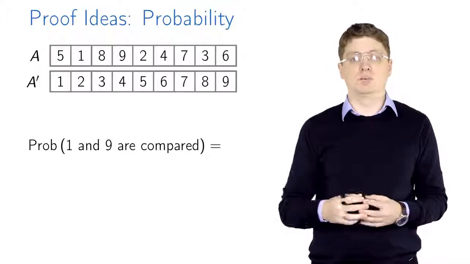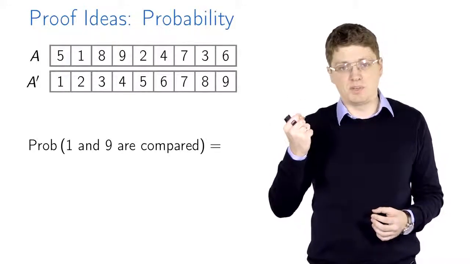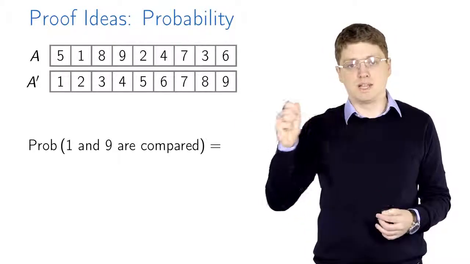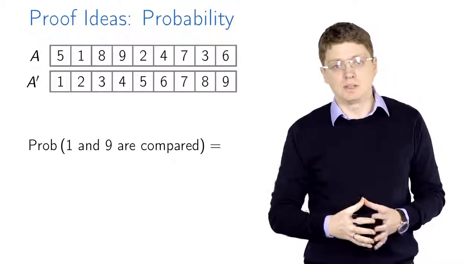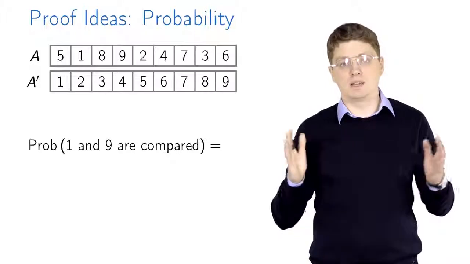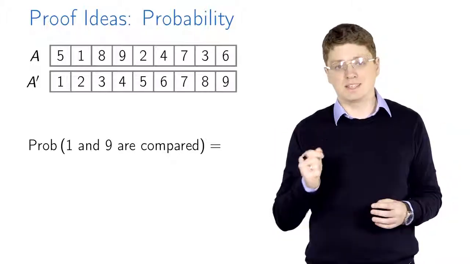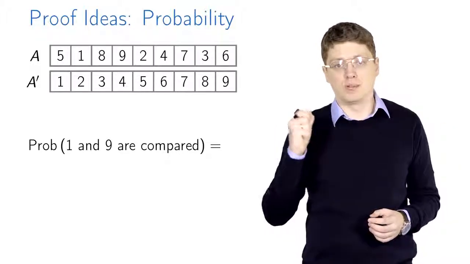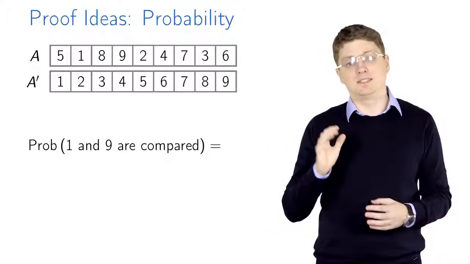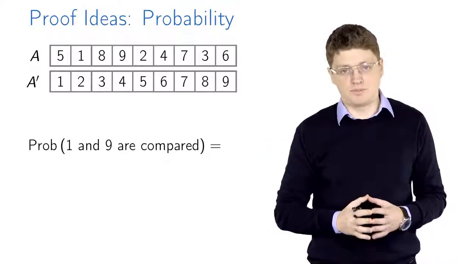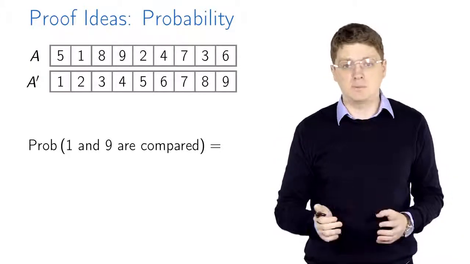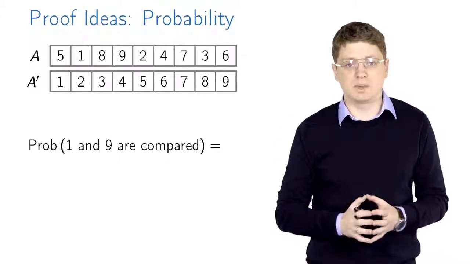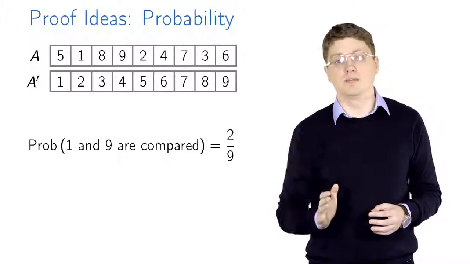Just because, well, if we select, for example, 9 as the pivot element, we compare it with all the elements of our array, in particular with 1. So there are 2 cases when 1 and 9 are compared. And these are exactly the cases when either 1 or 9 are selected as a first pivot. In all other 7 cases, they are not compared. This means that the probability that they are compared is 2 over 9.